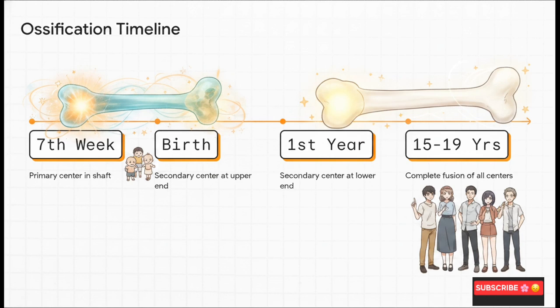A secondary center for the upper end pops up right around birth, which, by the way, is a unique medico-legal sign of a full-term fetus. A third center for the lower end appears by year 1. Then, the bone just continues to grow until fusion is completely finished, usually between 15 and 19 years of age.